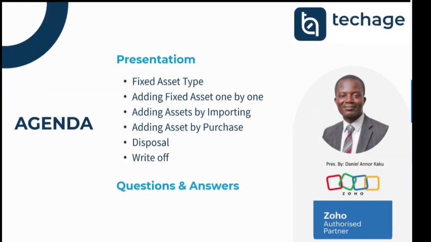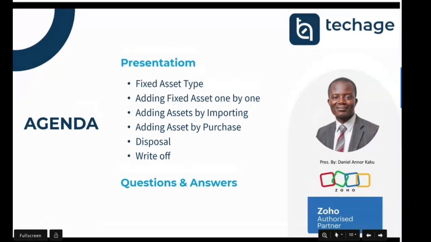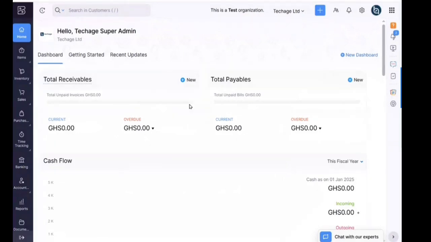Now, we have gone through the introduction, which at this point we've got to know what is a fixed asset. We've also gone through what is depreciation. We've gone through the methods of depreciation. I want to exit the full screen and shift to my Zoho Books. I believe you can still see my screen. Give me a thumbs up if you can still see my screen. Great, great, great. All right.